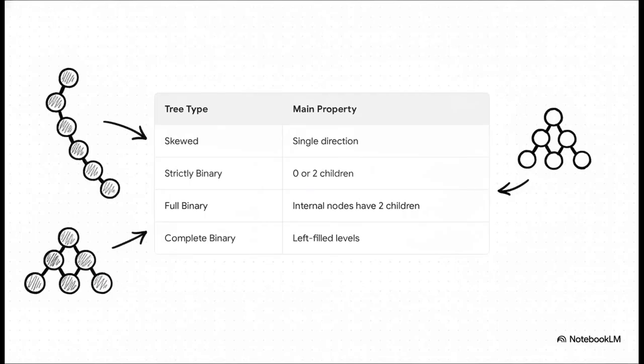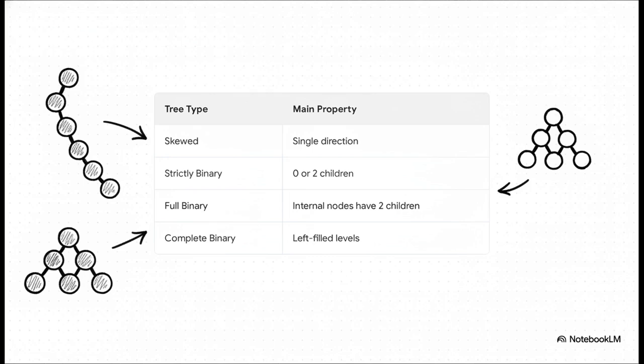Let's see how that one simple rule actually creates incredible structural variety. Think of a skewed tree, kind of like a single dangling vine. Every node only has 1 child going in a single direction, so it acts almost exactly like a standard linear list. Then you've got a strictly binary tree, where every node must have either 0 or exactly 2 children. No single children allowed whatsoever.